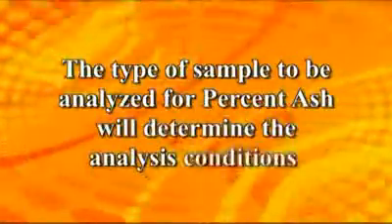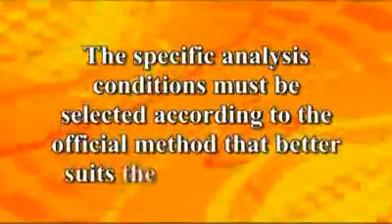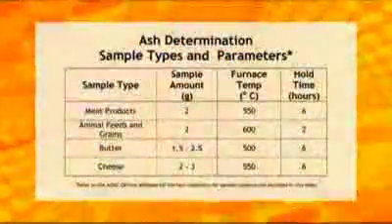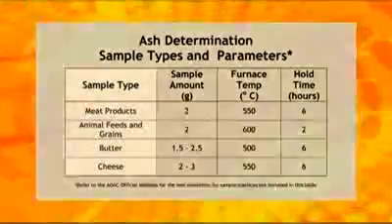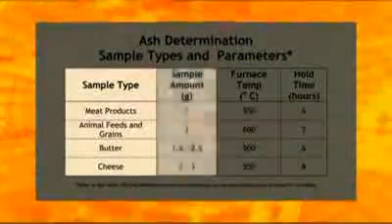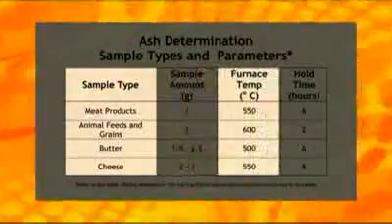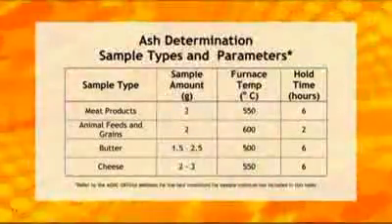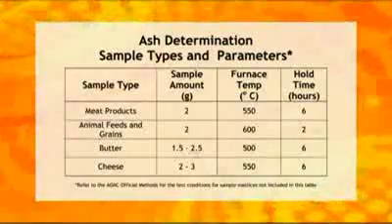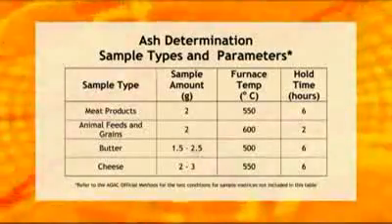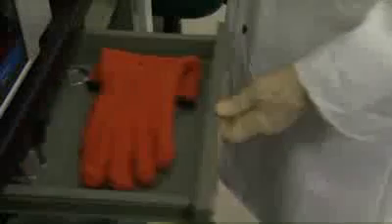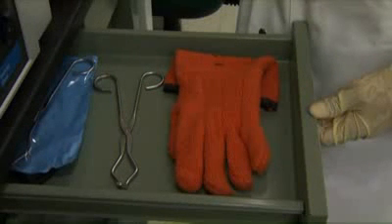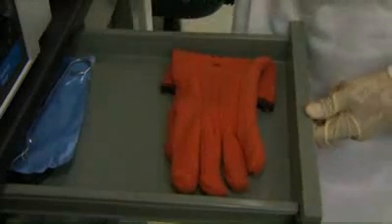The type of sample to be analyzed for %ASH will determine the analysis conditions. The specific analysis conditions must be selected according to the official method that better suits the sample matrix. Here is a chart with the method applications and test condition variables. The sample type will dictate the amount of sample that will be weighed, the furnace temperature setting, and the length of time the sample will be held at that temperature. Times, temperatures, and sample weights may be varied, if necessary, to correspond with similar official methods better suited for the sample matrix. Exercise extreme caution when working with the oven and the muffle furnace. Use heat-resistant gloves and tongs when handling sample containers.